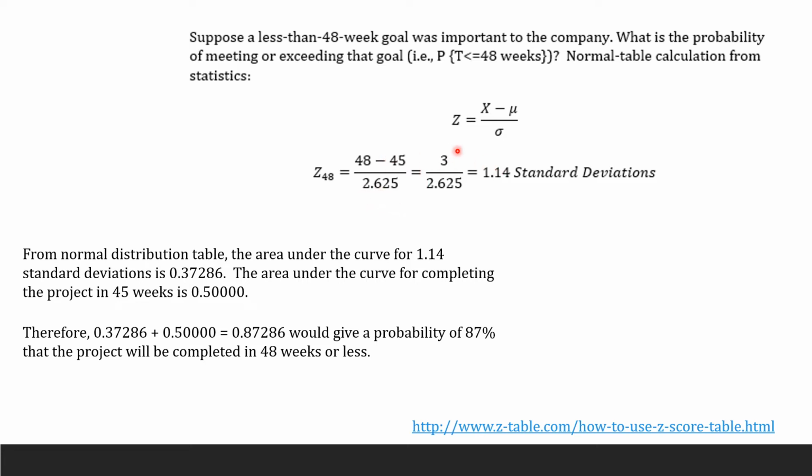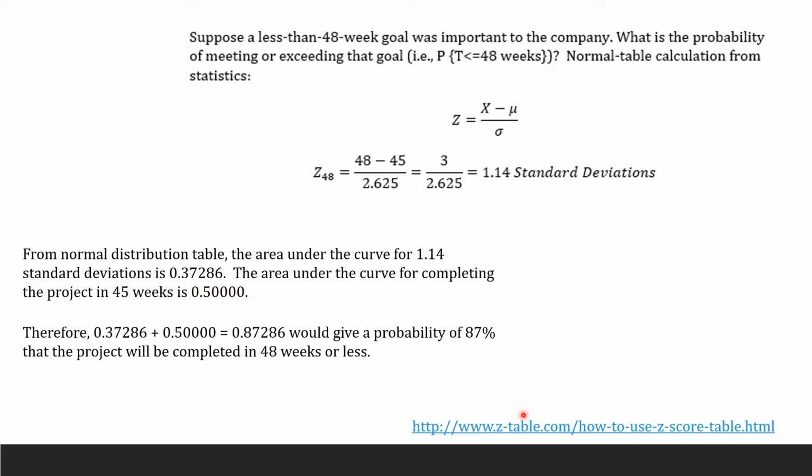So take it out, and you've got 3 divided by 2.625. That's about 3 anyway, so you're going to get about 1.14 standard deviations. So that's our z value at 48. Now we're going to take our z from the normal distribution table. That's usually given to you. If it's not given to you, you can Google it and it will come out.